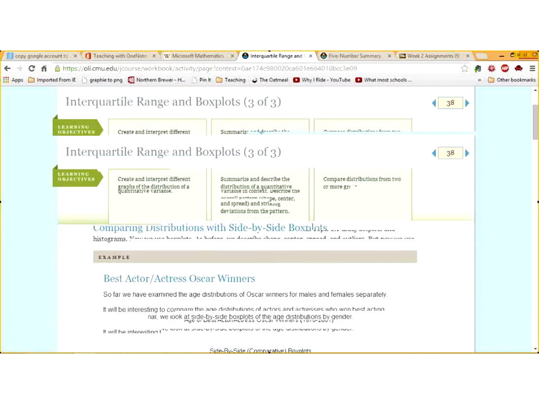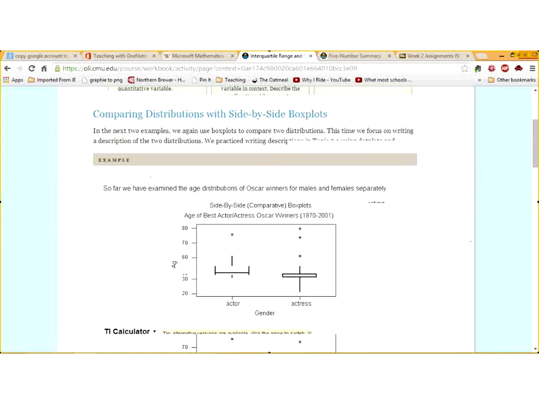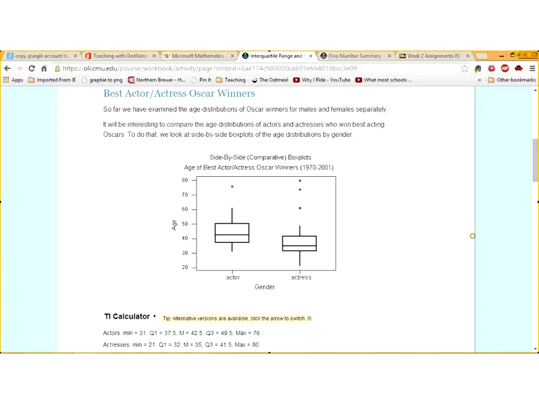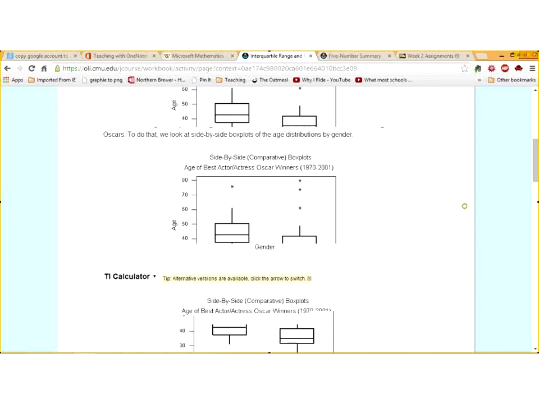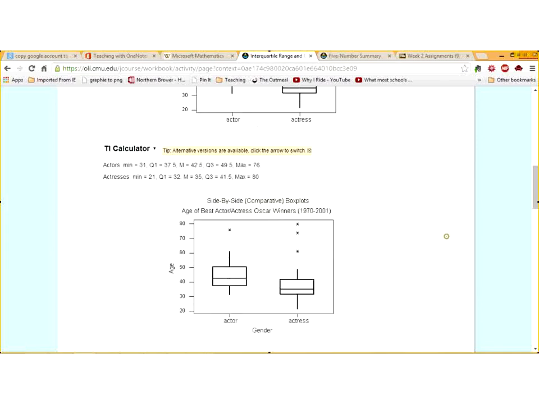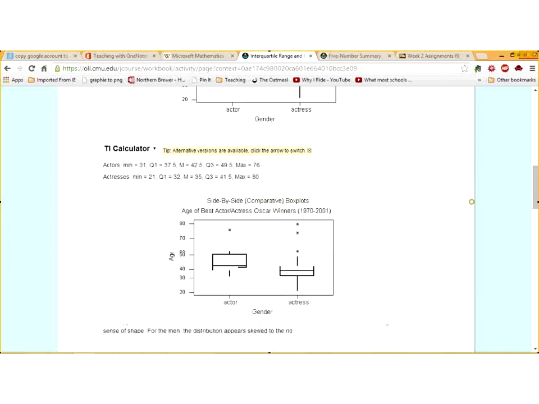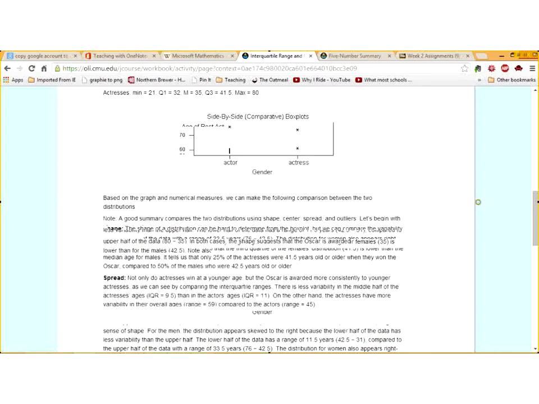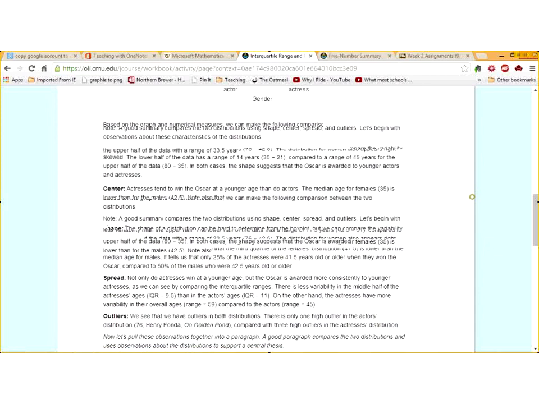All right. And this is just about comparing distributions. Here's a comparison between Best Actor award winners and Best Actress award winners based on side-by-side box plots. This also shows you how to do box plots on the calculator, and then this compares.